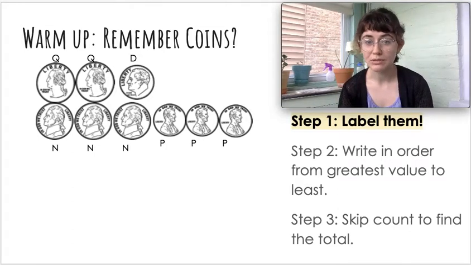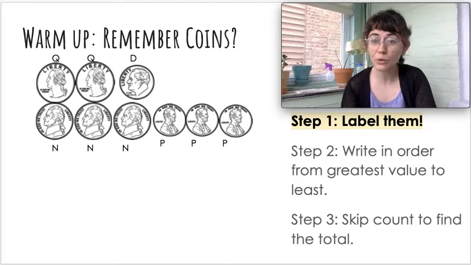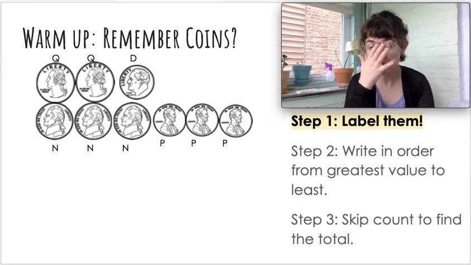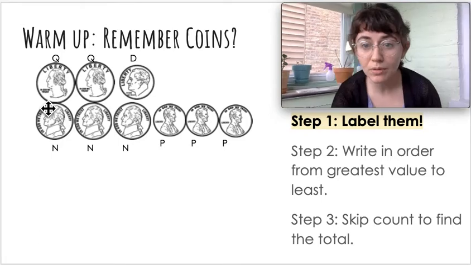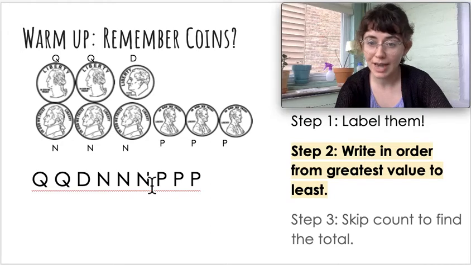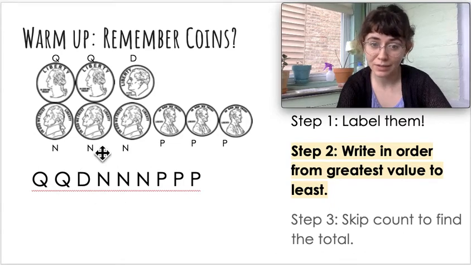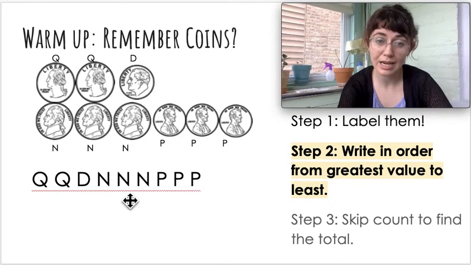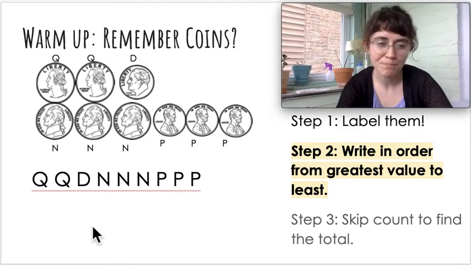Then step 2 is I'm going to write them in order from greatest value to least. For this part, I would love for you to write it along with me. So what's the greatest value coin? The greatest value is the quarter because it's worth 25. So I'm going to write down Q, then Q. Then I'm going to do my next value, which is D, dime, which is 10. Then the next value is nickels, so 1, 2, 3 nickels. And then 1, 2, 3 pennies. Pennies are only worth 1.